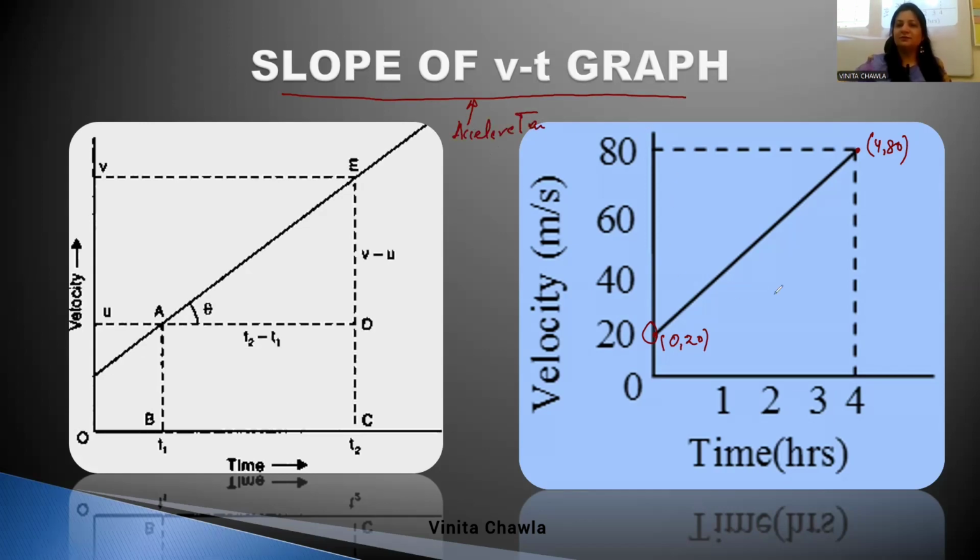The acceleration, the slope of the VT graph, is v2 minus v1 upon t2 minus t1. This is how we write. Now put the values. It's 80 minus 20 on 4 minus 0. We'll get 80 minus 20 is 60 upon 4. Answer is 15 meter per second square.